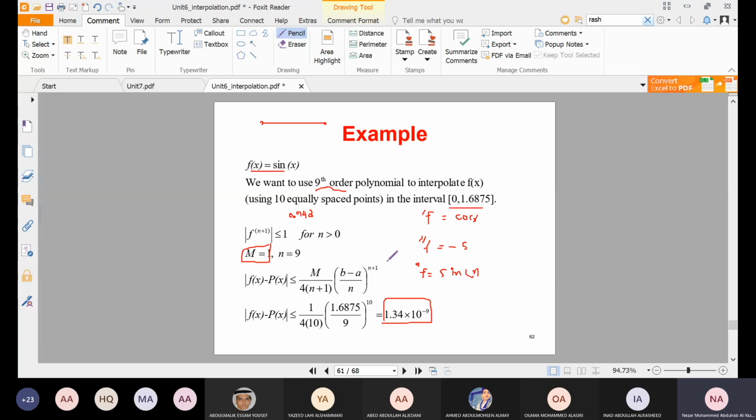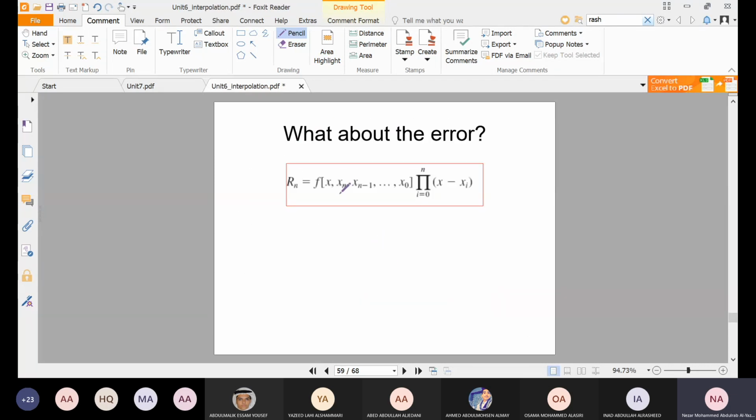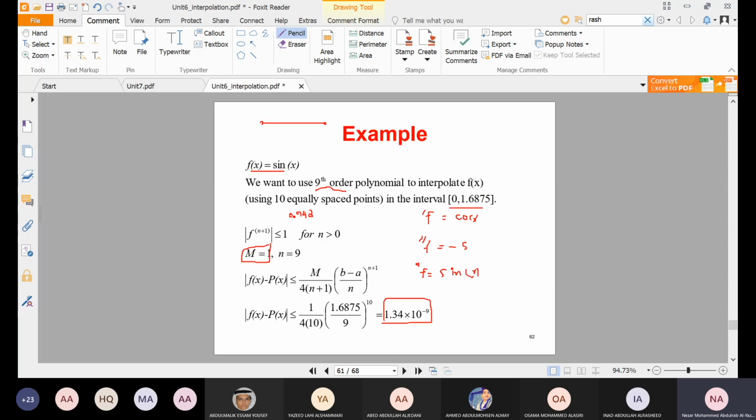If the function is not given, we need to find the divided difference like in this form, or we use additional data like what we have before. Any question about this example? Yes, lecturer, M represents what?